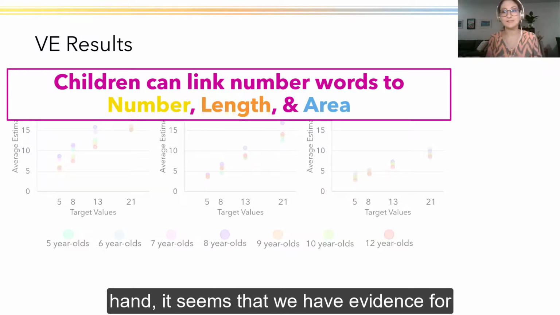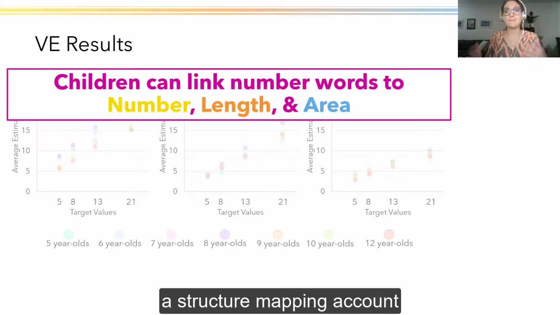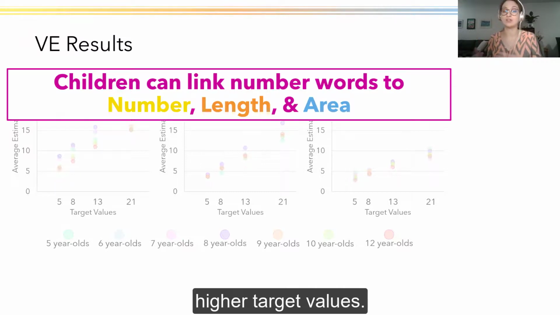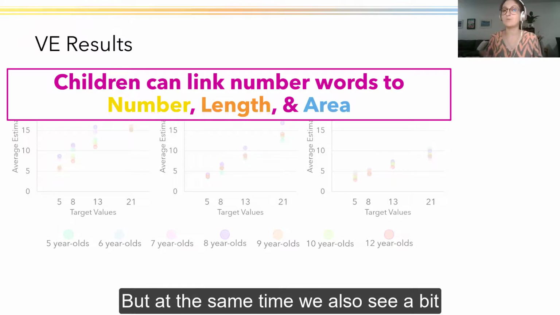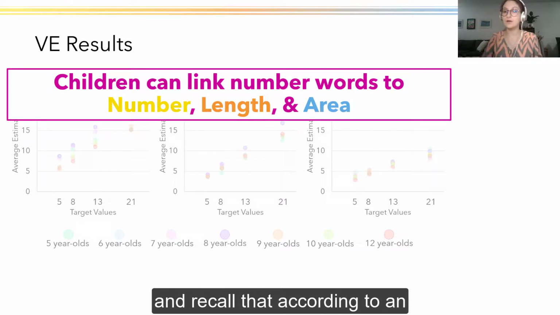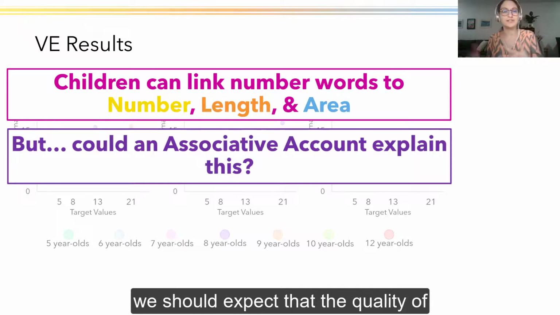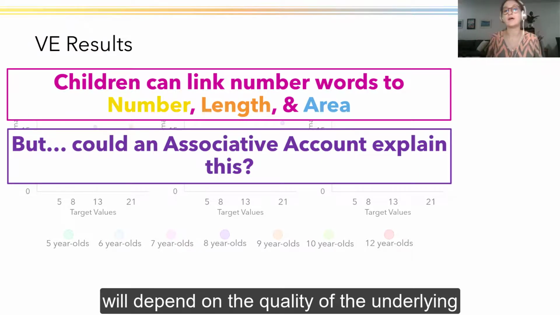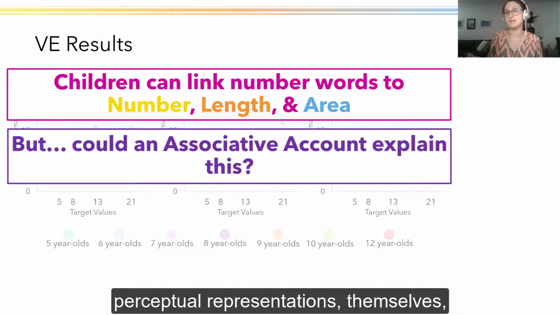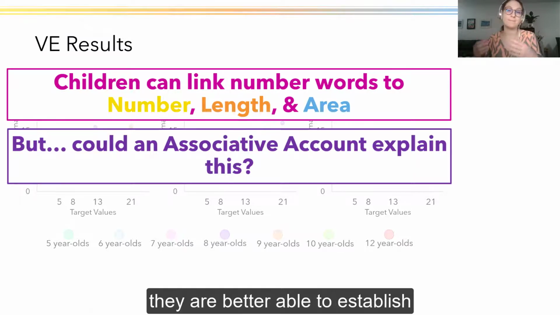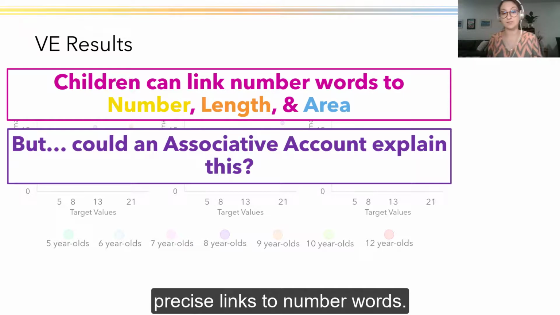And so, on the one hand, it seems that we have evidence for a structure mapping account because children could verbally estimate across dimensions and novel units, demonstrated by them consistently providing higher estimates for higher target values. But at the same time, we also see a bit of differences in children's estimates for each dimension. And recall that according to an associative mapping account, we should expect that the quality of children's link to number words will depend on the quality of the underlying perceptual representations themselves, such that for dimensions that children are better able to perceive, find distinctions in, they are better able to establish precise links to number words.